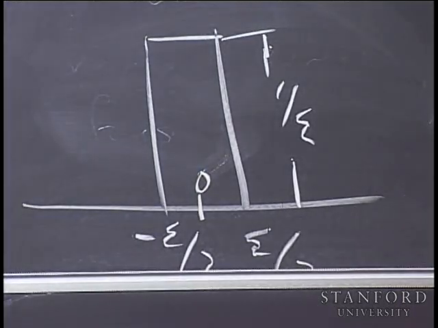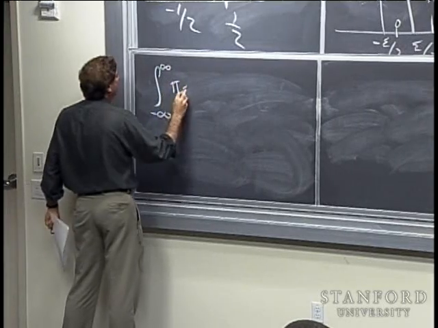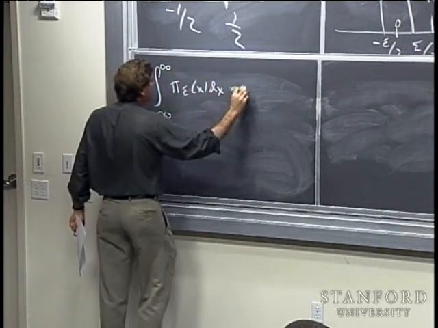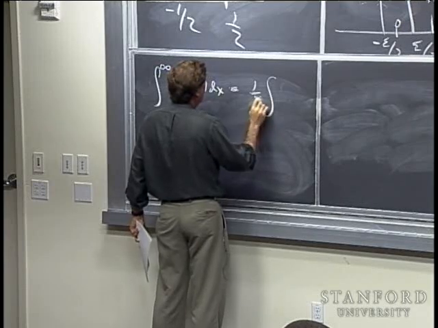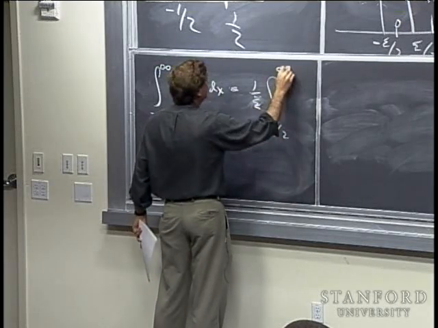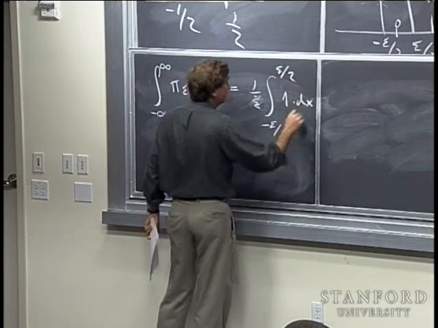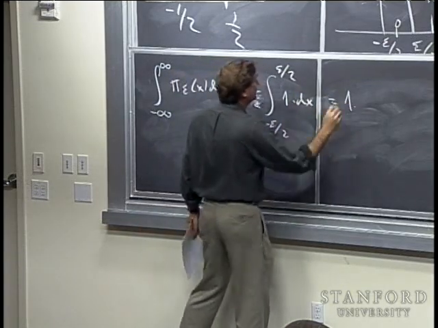And what about the final one? Well, let me write it down. Its integral is equal to 1. The integral from minus infinity to infinity of pi epsilon of x dx is 1 over epsilon times the integral from minus epsilon over 2 to epsilon over 2 of 1 dx. That's the only place where it's non-zero. That's equal to 1. All right.